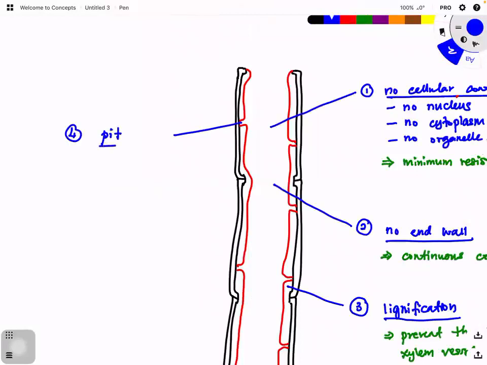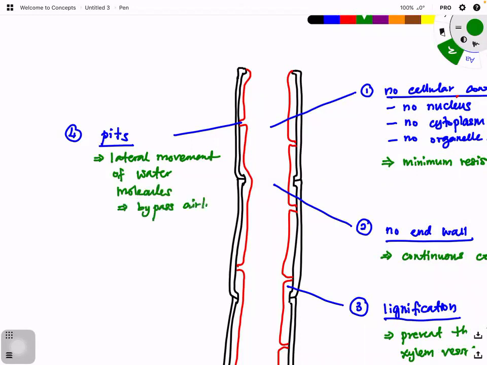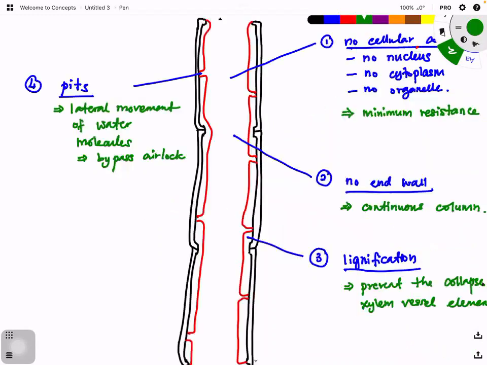Presence of the pits. This pit allows lateral movement of water molecule. This is very important to bypass airlock. It means that if in case there is any airlock in between, they can move out.